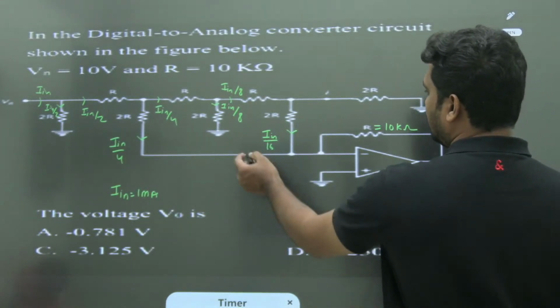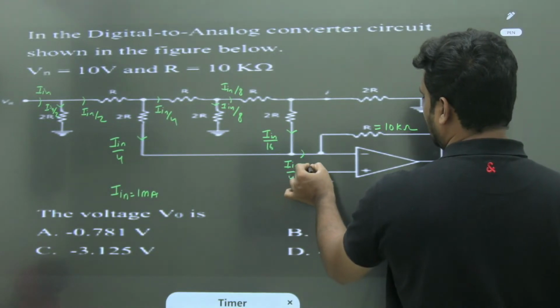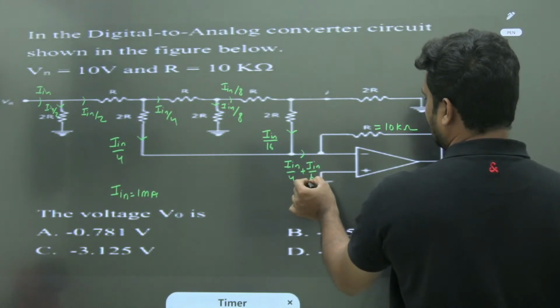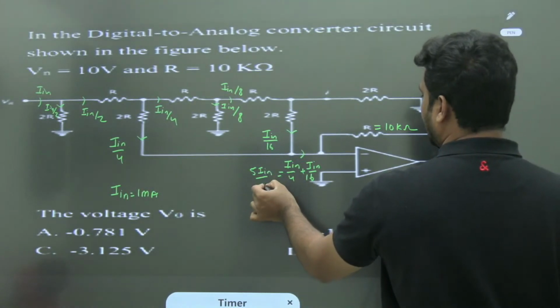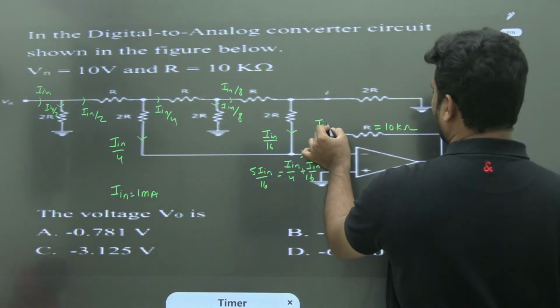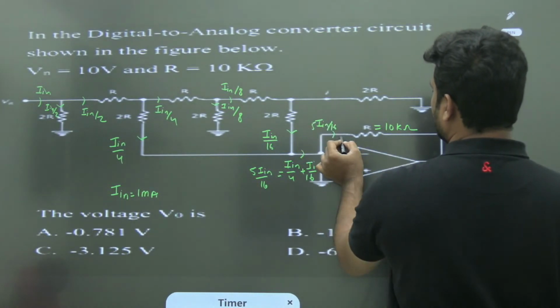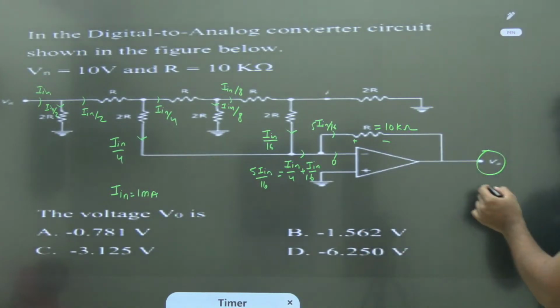Here already you know this part. So what is this current? I in by 4 plus I in by 16. That will give you 5 I in by 16. This current is 0. This will be 5 times I in by 16. Current enters from positive, leaves from negative. What is your V naught?